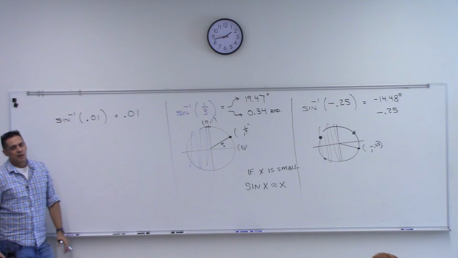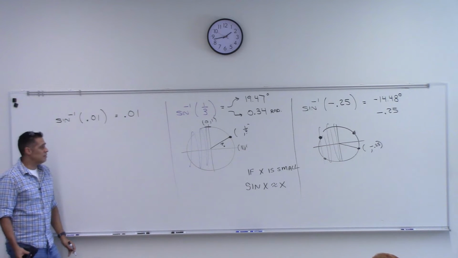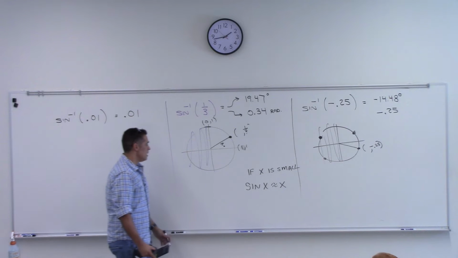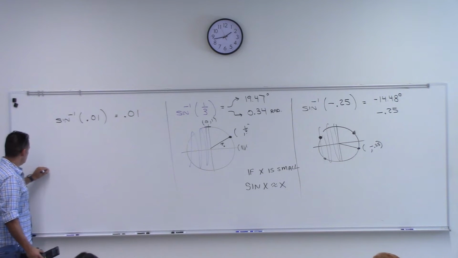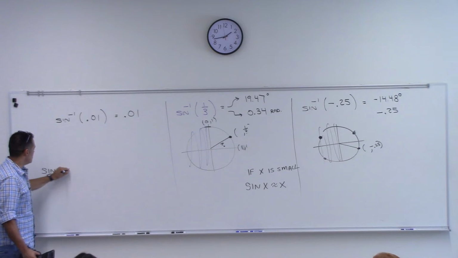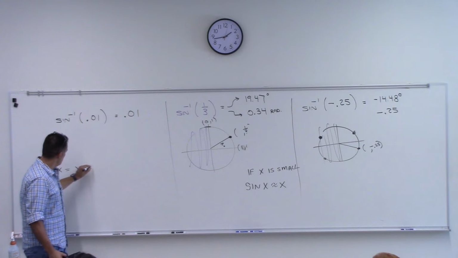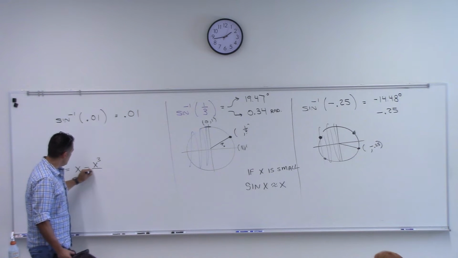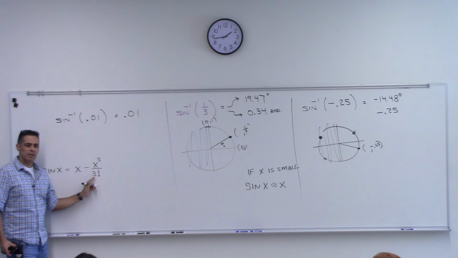I'm going to start talking about that in about 3 weeks in my Cal 2 class. We still have a long way to go. It turns out, I'm just going to show it to you right now, that sine x is actually this function: x minus x cubed over 3 factorial. Have you ever seen a factorial symbol before, an exclamation point after a number?